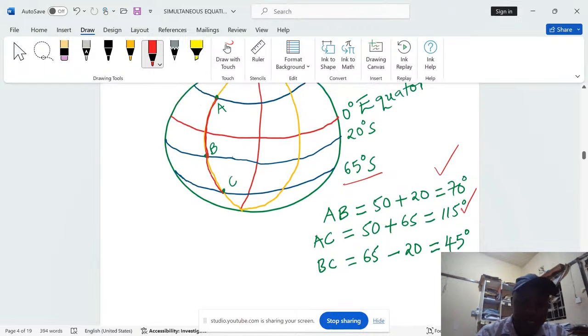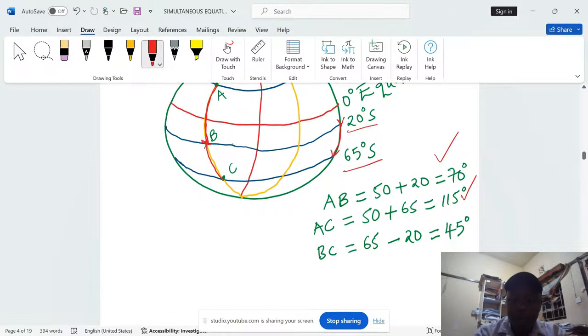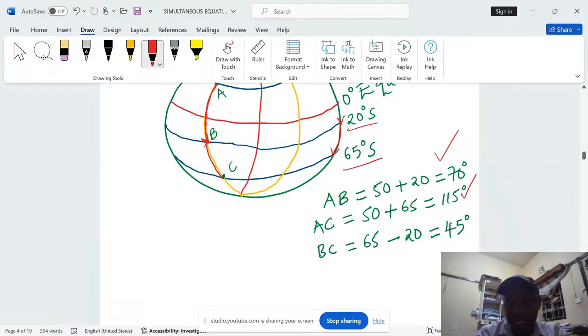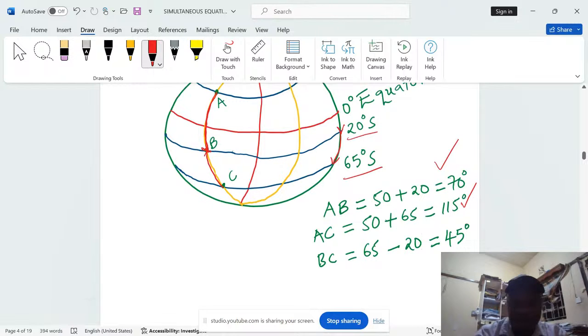Let us talk about BC now. We are moving from 20 degrees south to 65 degrees south, on the same side. So the latitude difference in such a case will be 65 minus 20. The angle difference between such places will be the subtraction, and that will be 45 degrees.